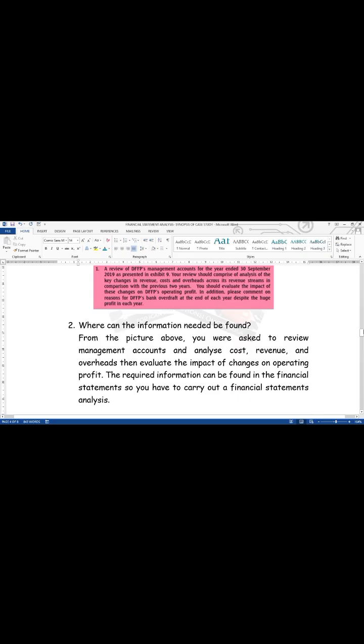And the next question you ask yourself, okay, what do I need to do? I need to carry out a review on the financial statements, right? The second question you ask yourself is, where can the information be found? The information I need to carry out this assessment, evaluation, or review, where can I get it? If they need you to review something, they need to give you a piece of information. Or if they tell you to evaluate something, information somewhere within the examination question would be necessary, which I can use to review, assess, or evaluate that particular requirement. So the next question is, where will I find the information that I need? From the picture above, you're asked to review management accounts, analyze costs and overheads, then evaluate the impact of these changes on operating profits.